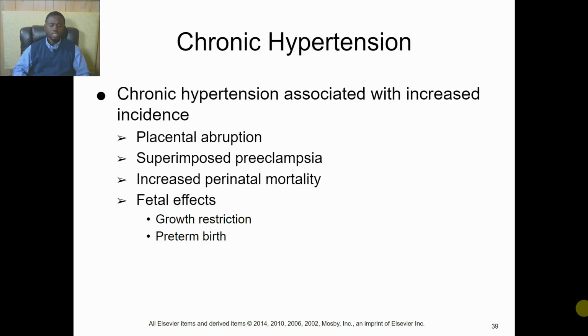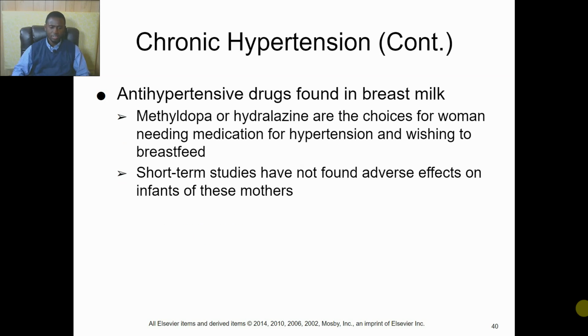So we've already talked about chronic hypertension, and for the sake of time, I'm not going to go over this slide again. So management of chronic hypertension include the use of antihypertensive drugs. Now, some of them can be found in milk, such as methyl-dopa or hydralazine.